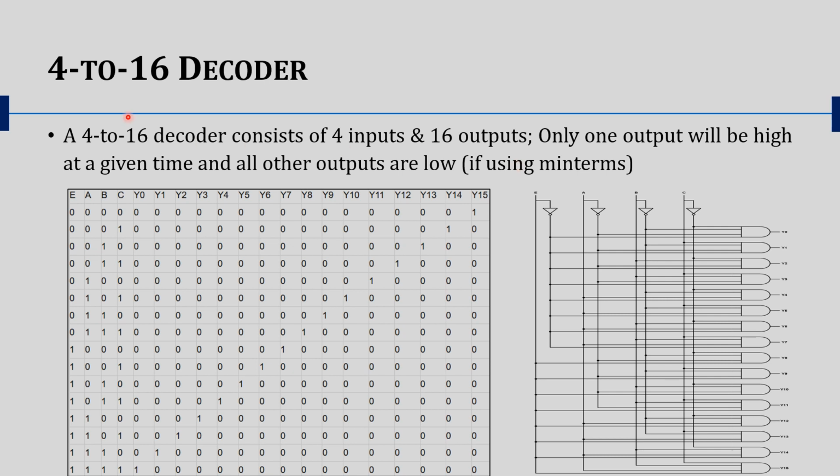Now let's look into the 4 to 16 decoder. This circuit consists of 4 inputs with 16 outputs. E, A, B, C.